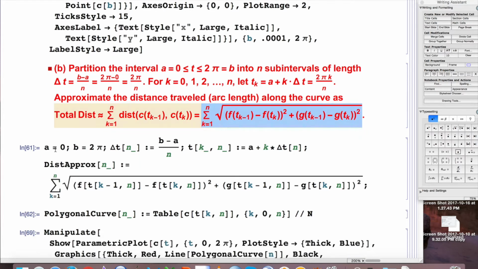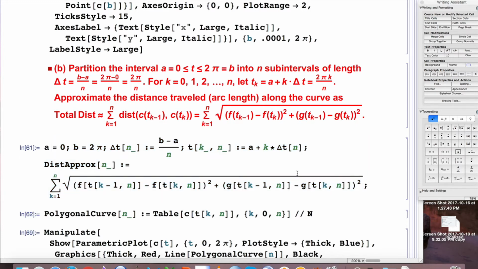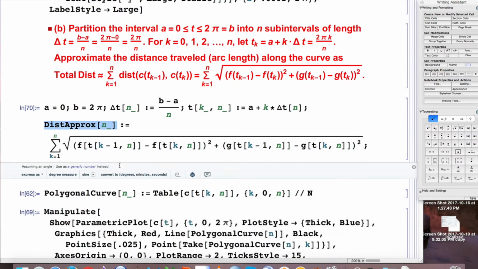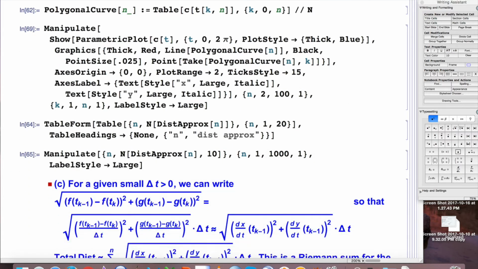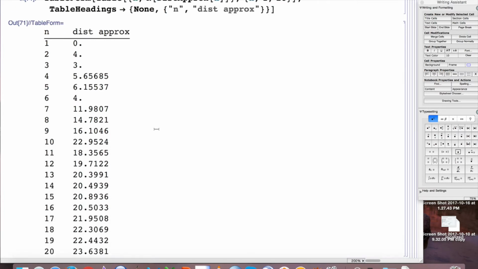I'm getting Mathematica, with this code that you see right here, to actually implement what we see here as an approximation. I call it dist_approx as a function of n. And down here I can see the output for that in table form. So as n goes from 1 to 20 down this column here, we can see the distance approximation, hopefully, get better and better to the total best approximation to the length of the curve as t goes from 0 to 2 pi.